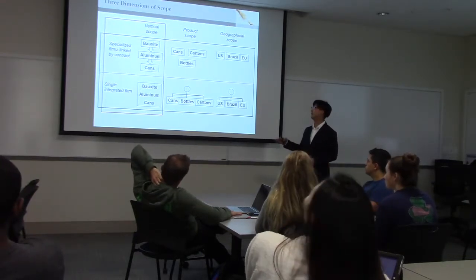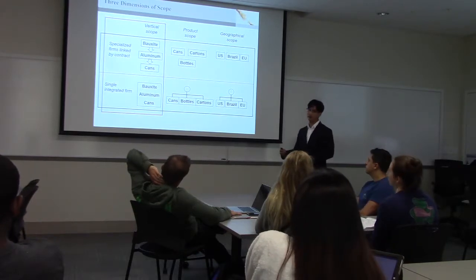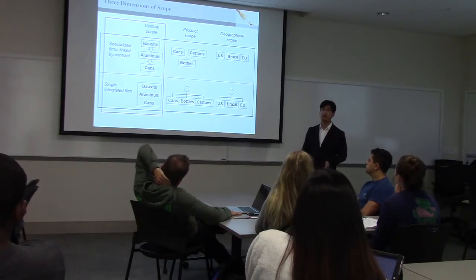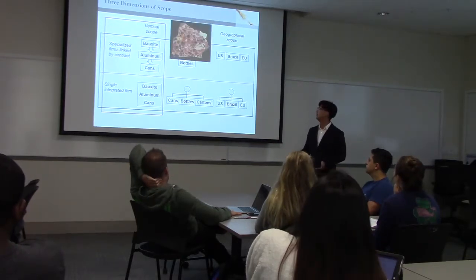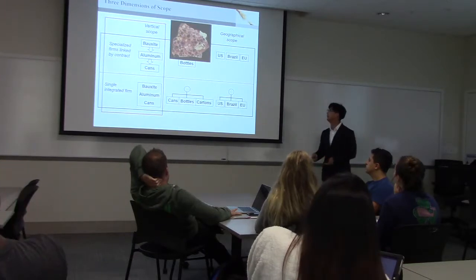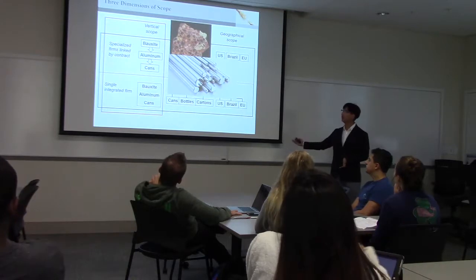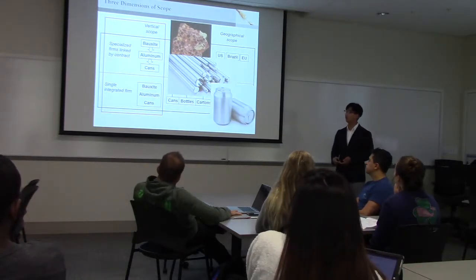Or they can decide to outsource the mining of the stone to somewhere else, and then do a market contract in order to get the aluminum, and likewise get the market contract in order to get cans. So here's what the bauxite looks like. A firm can get the bauxite by themselves, make it into aluminum, and then eventually make it into the cans.